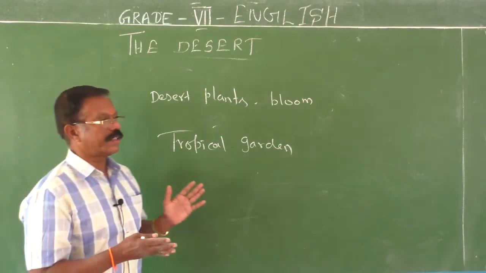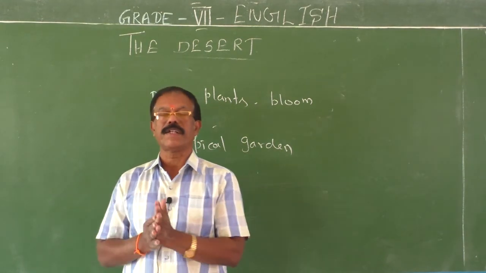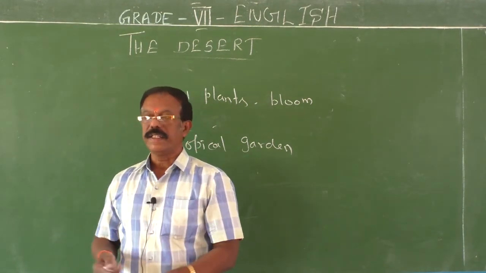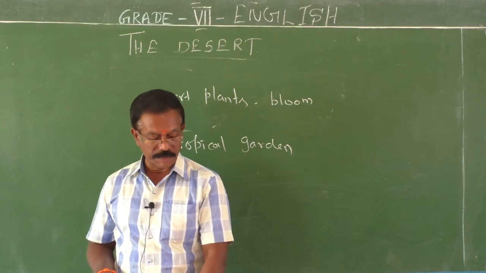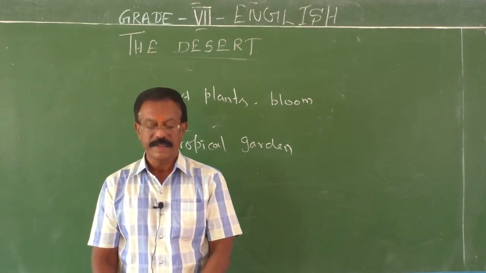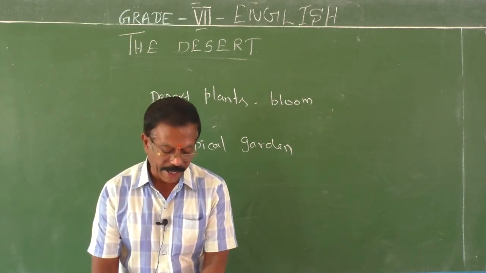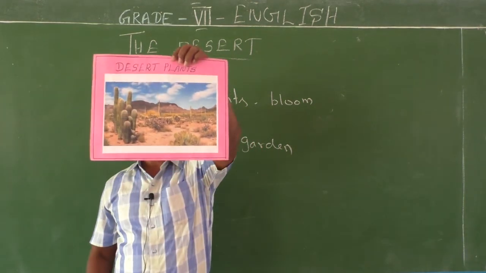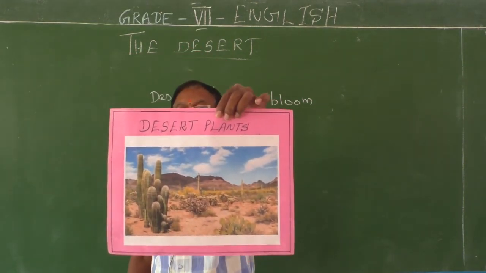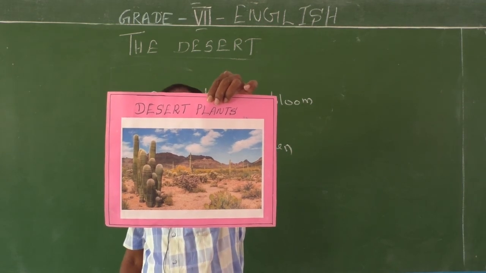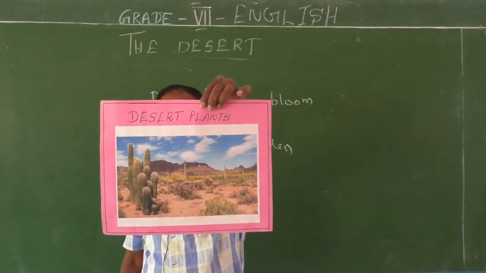With little water they can survive. There are other important features. And you can find oasis also in the middle of the deserts. And to see some desert plants, I will show you. These plants are found in the deserts. These plants can survive on little water.